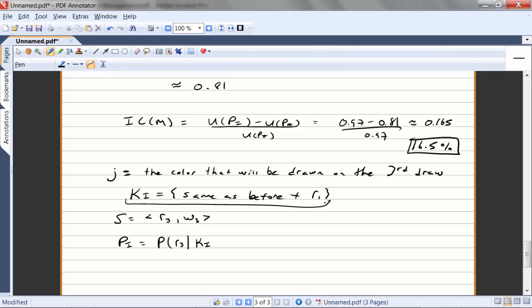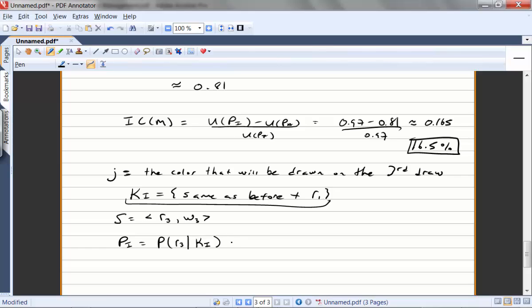Hold on just a sec. Let me make sure that I'm telling you this right. Yeah. All right. Yeah. This is right. So the probability that red will be drawn on the third draw, given our initial knowledge, we can do the same thing we did before. You might think, okay, she knows that there was a red drawn on the first draw, but she doesn't know what happened on the second draw.